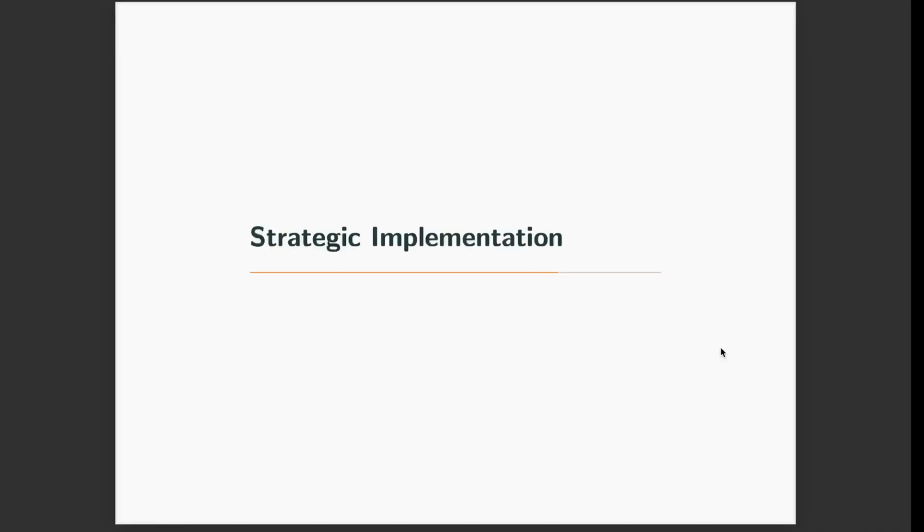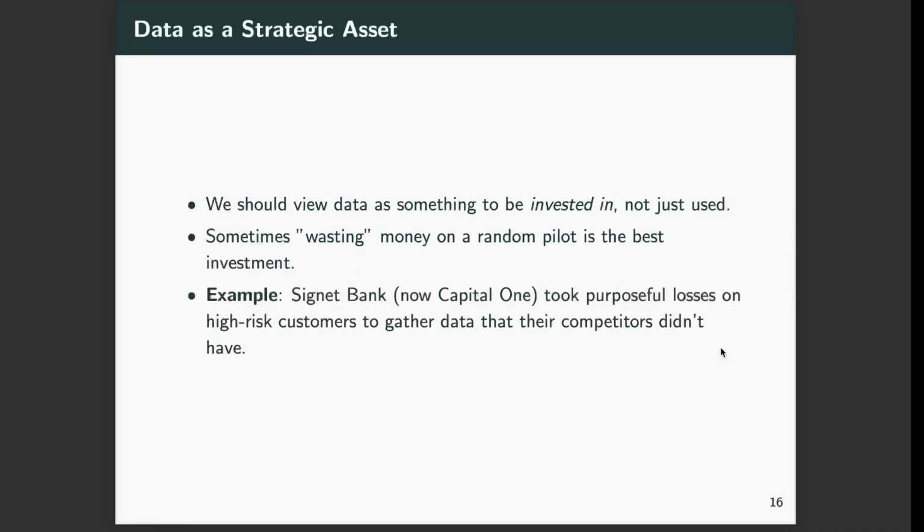Section 4, Strategic Implementation. The data gap challenge from the previous slide leads us into a broader and very important strategic idea. Data is not just an input to analysis. Data is a strategic asset that should be actively invested in and grown over time.